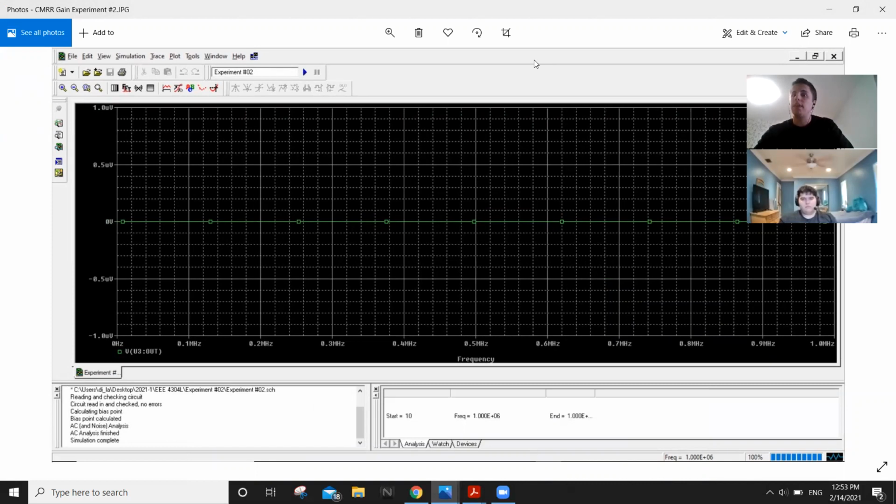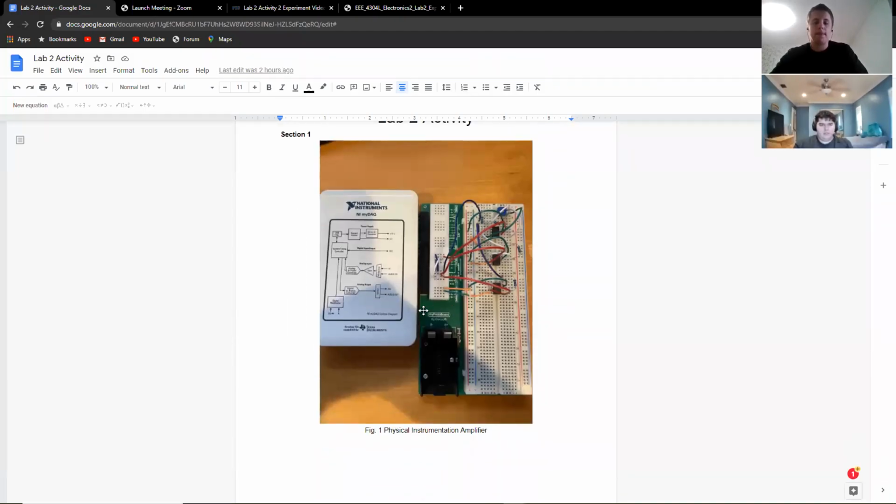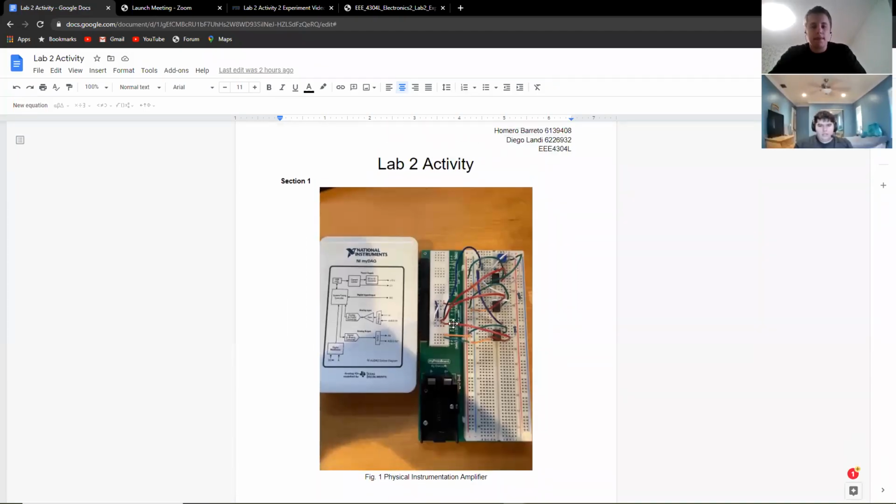After that, we did the implementation, and Homero is going to be explaining the implementation part. So here is the implementation. This is the physical circuit that we designed. Right here, it's currently set up to do the common mode gain circuit. We can see that it is 2 inputs in the same place going to the 2 different op-amps, VN1 and VN2.